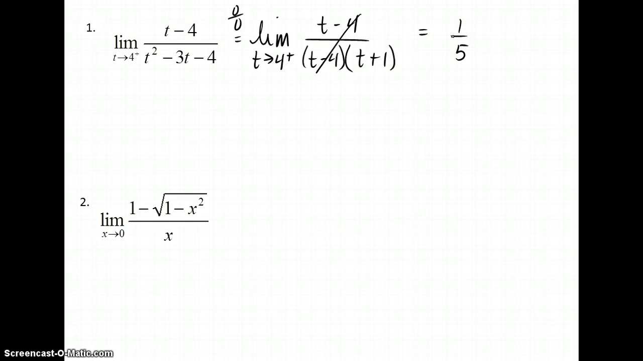So you can evaluate a one-sided limit by doing a direct substitution and attempting to find the answer. Limit as x approaches 0. Direct substitution would give us indeterminate form. Because there's a radical, we need to rationalize.